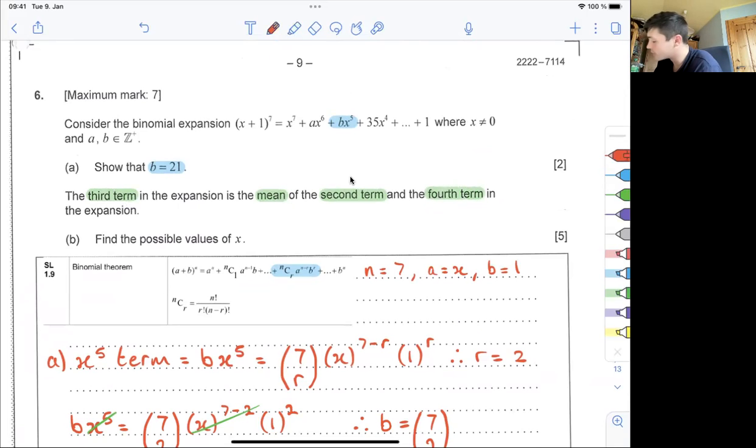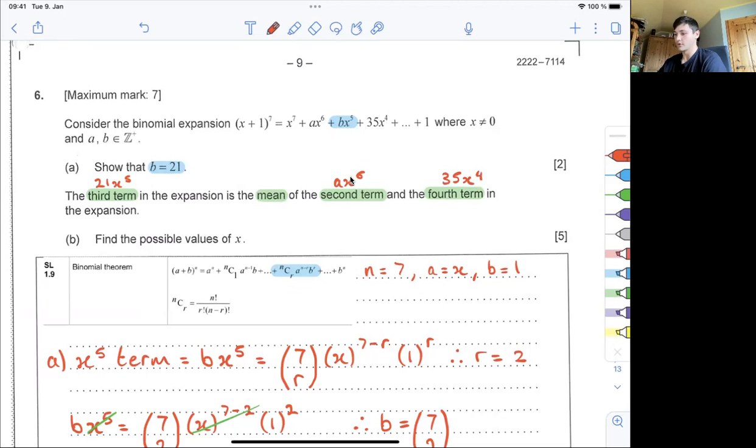Okay, so if we go through this and have a think of what we've got. The third term is what we've just found, bx to the power of 5, and we're told that b is 21. So this is 21x to the power of 5. The second term is ax to the power of 6, and we don't know the value of a yet. So we're going to have to find that out. And the fourth term is 35x to the power of 4.